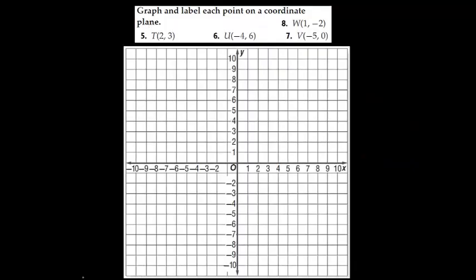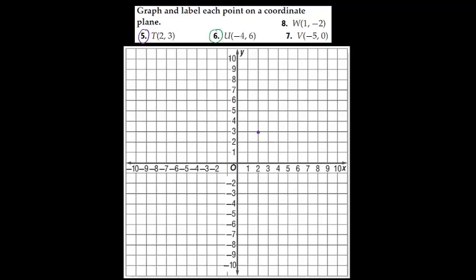Graph and label each point on the coordinate plane. Let's start with T. T is (2, 3). So I'm going to take my x value. I'm going to go 2 to the right, 1, 2, and I'm going to go 3 up, 1, 2, 3. That is where point T is.